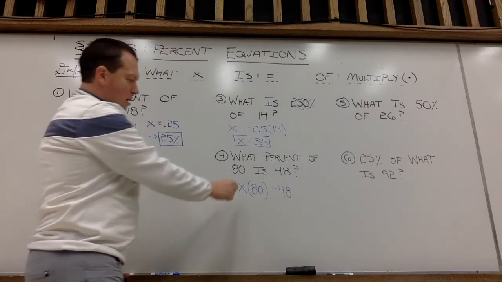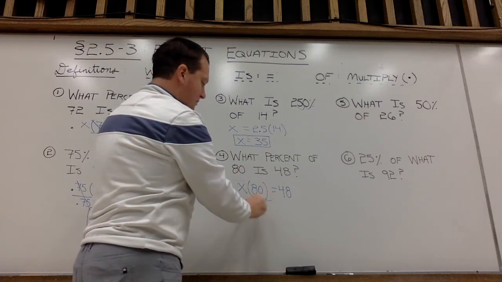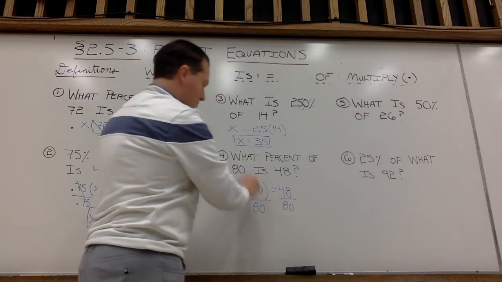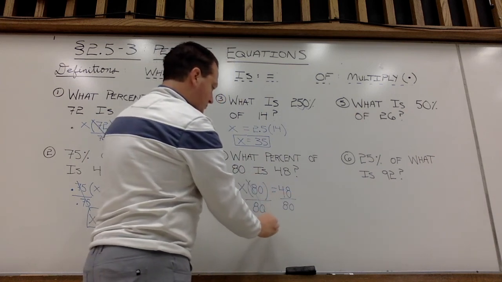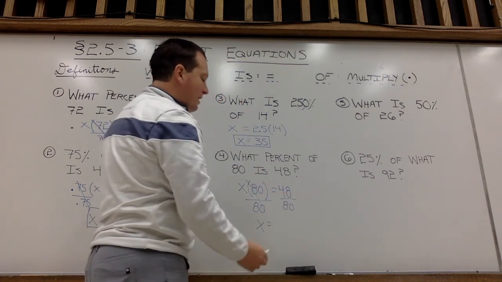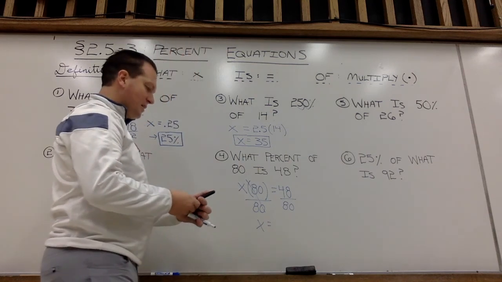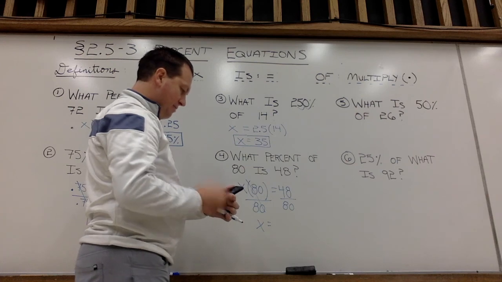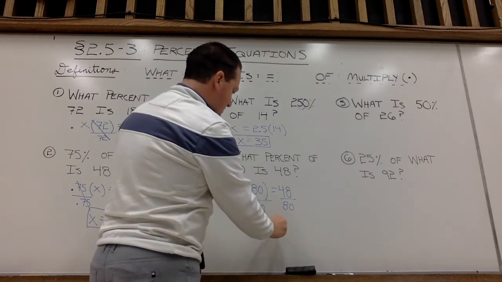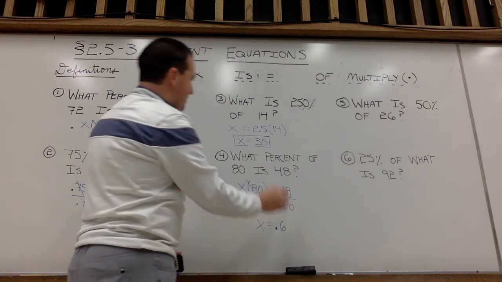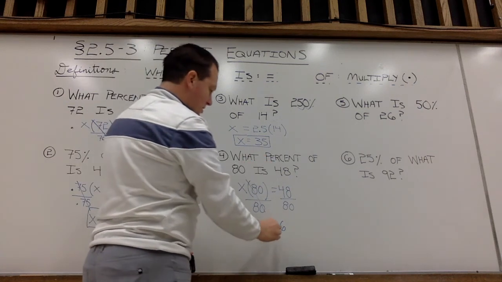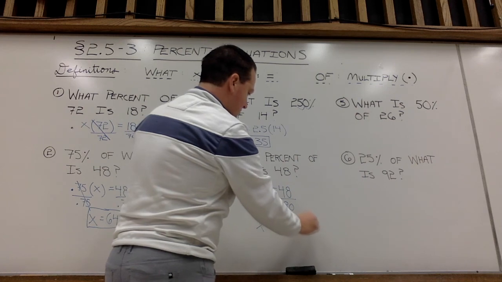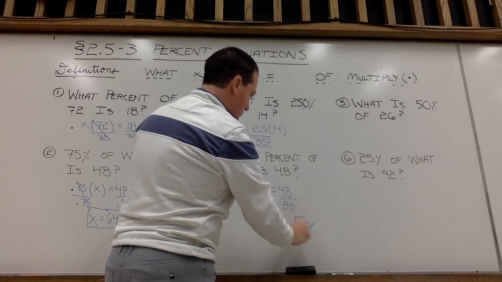To get X alone, I'll undo multiplying it by 80, divide both sides by 80. 48 over 80, I believe, comes out to 0.6. We will confirm that here. 48 divided by 80, 0.6. So then the last thing, to make that a percent, I'll move my decimal 2 to the right and get 60%.